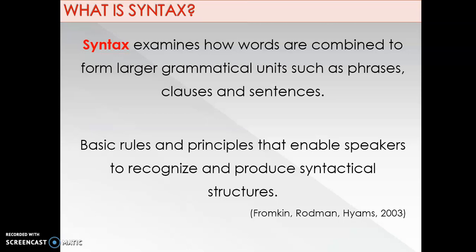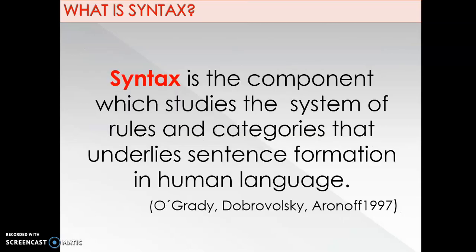Franklin, Rodman, and Hyams say that syntax deals with basic rules and principles that enable speakers to recognize and produce syntactical structures. So we're going to deal also with those rules. We're going to analyze which are those basic and universal rules. Remember, universal grammar. That's why we're going to deal with that.